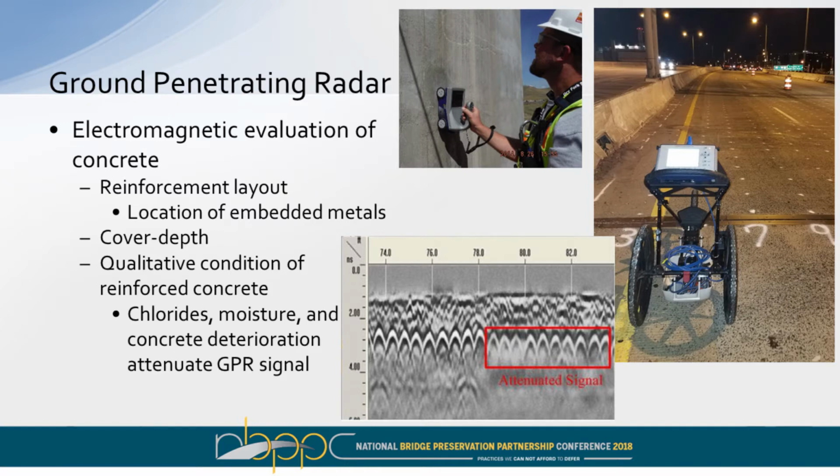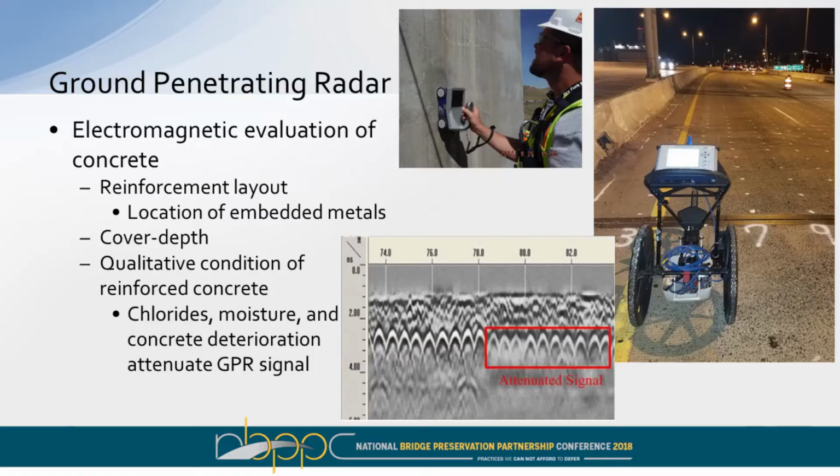The nice thing is that the electrical properties of steel and concrete are extremely different, so steel shows up in a GPR scan very, very well. So here we have a GPR scan and we see the nice bright white hyperbolas. Those are the steel reinforcement bars. So with GPR, we can identify the reinforcement layout, the location of any other embedded metals. We can identify the cover depth of that steel. And we can also do a qualitative condition assessment of the reinforced concrete.